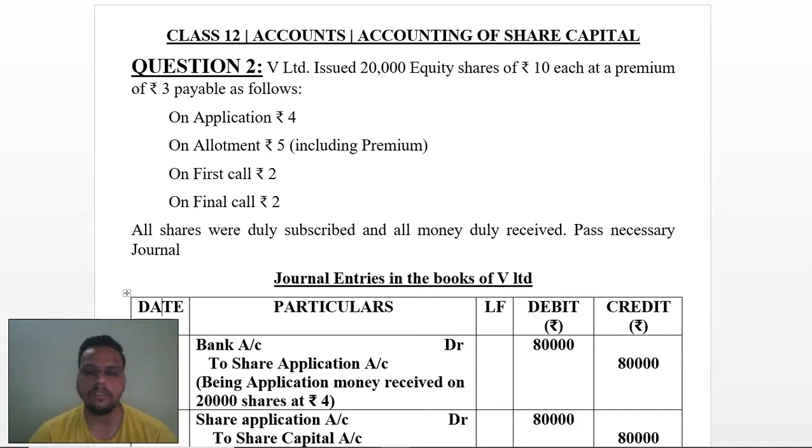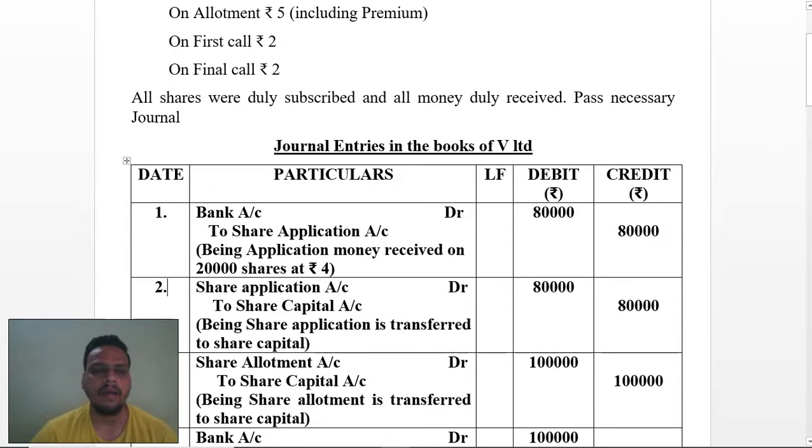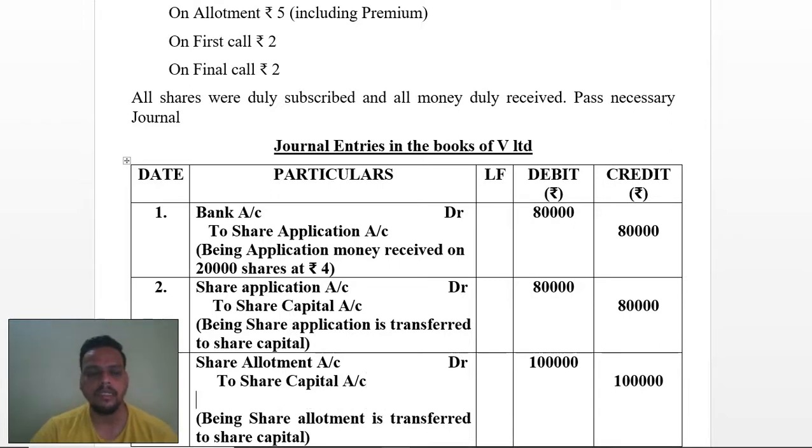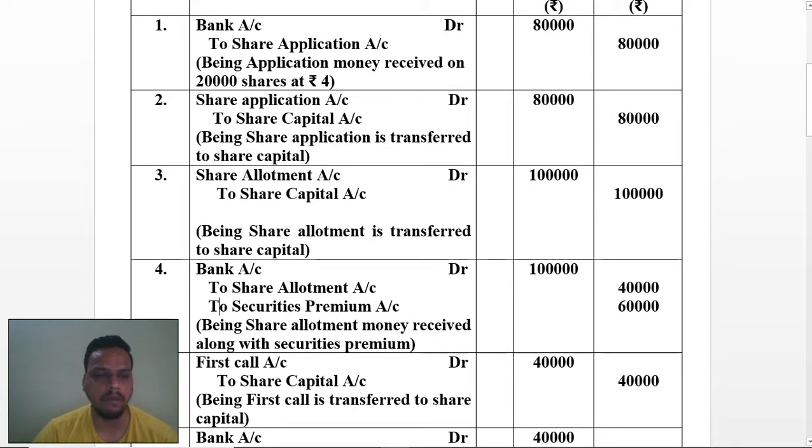In question number 2, where we had an error, up to application it was okay. In application, bank account debit to share capital is okay. In allotment, there was an error. Here in entry number 3, the share allotment account debit amount is perfect. Share capital is also perfect. But one part has to be added, that is securities premium, which has been mentioned on the debit side, which is ultimately a wrong concept.